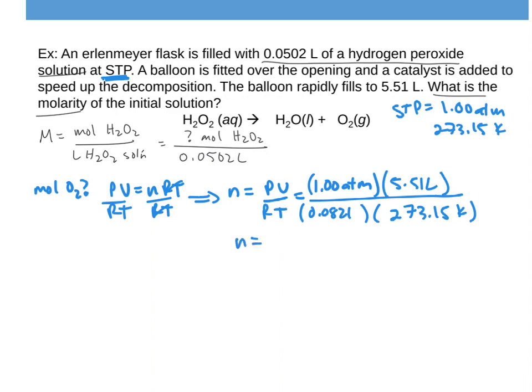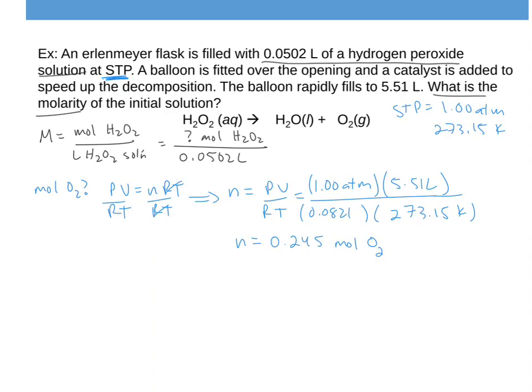And if you calculate all that out, what you're going to get is 0.245 moles of O2. Now that doesn't really help me for up here, right? I don't need to put moles of O2 up here. I'm trying to solve for how many moles of hydrogen peroxide are in this solution. But thank you, stoichiometry, if I know how many moles of O2 there are, I can figure out how many moles of hydrogen peroxide there are, right? Because I have these mole ratios.